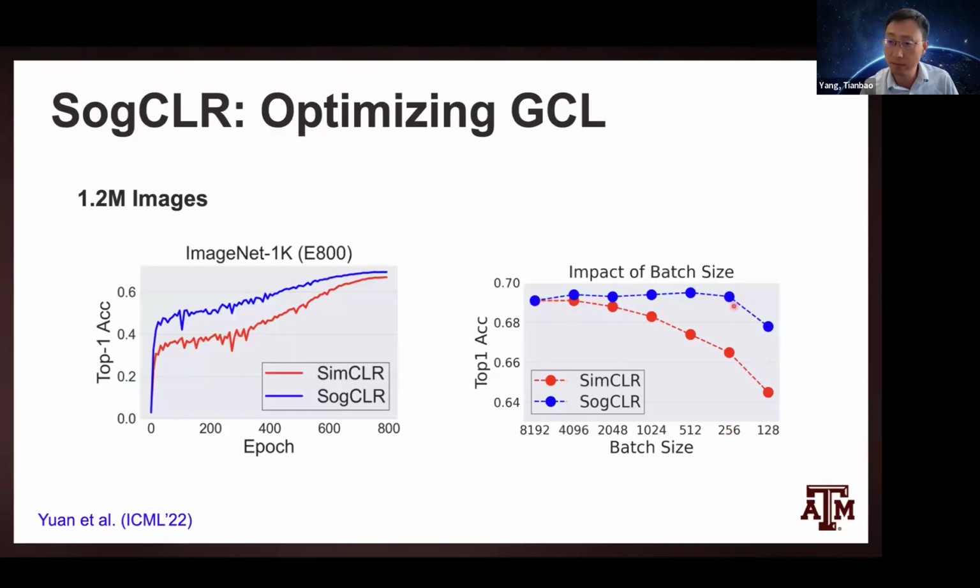But we only need, let's say, 256 to get the same performance as Google's solution using more than 4,000 or 8,000 batch size. Right, so now you don't need a very large batch size to do this contrastive learning.